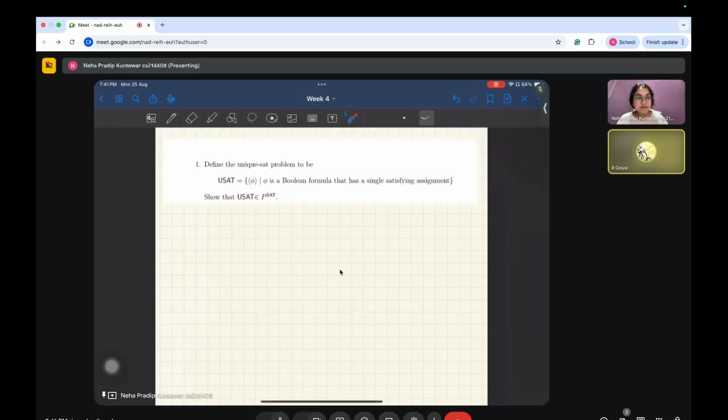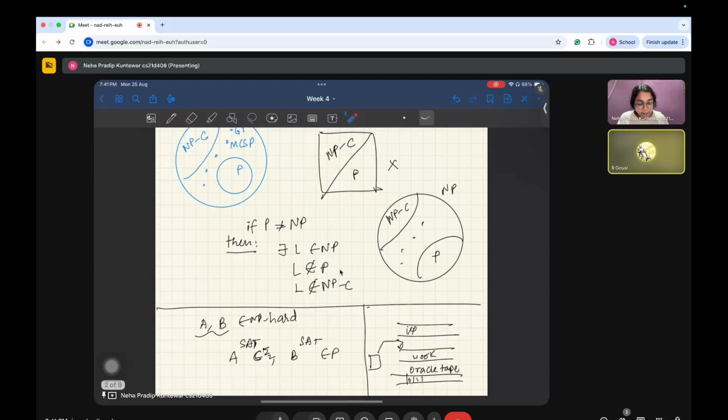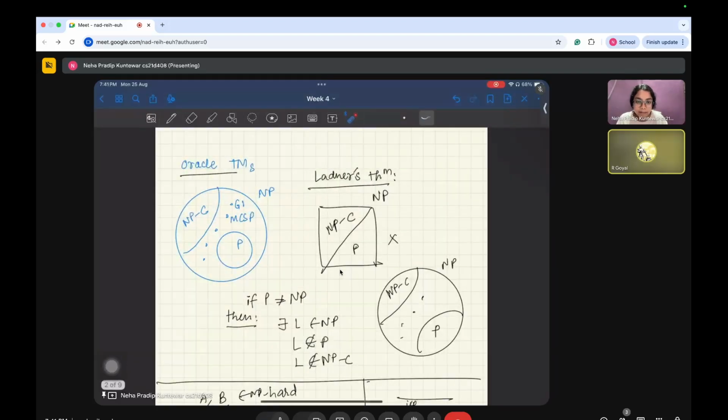So I have a question here. I could not understand the relation between this, I forgot the name of the theorem. Can you show the name of the theorem? Ladner's theorem, yes. So what's the relation between Ladner's theorem and this Oracle Turing machine?